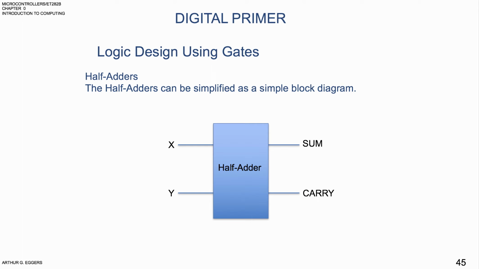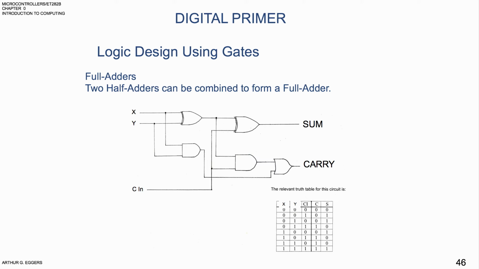Half adders can be simplified by a simple block diagram here. So everything that you saw in the previous circuit is stuffed into that little box, the black box if you want to think about it. You're adding a value X and Y, it goes into the black box. It either comes out on one leg for a sum or the other leg for a carry. It just simplifies looking at the logic if you don't care about the way the logic circuit was designed. A full adder is basically two half adders combined together.